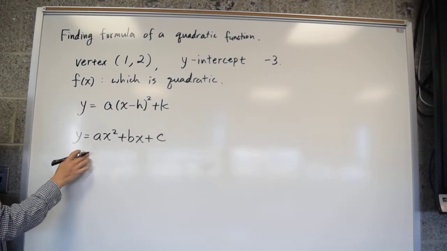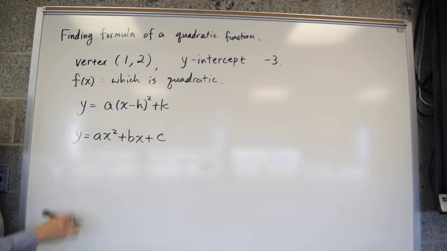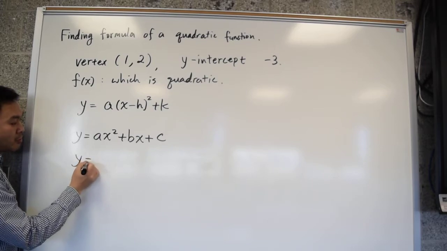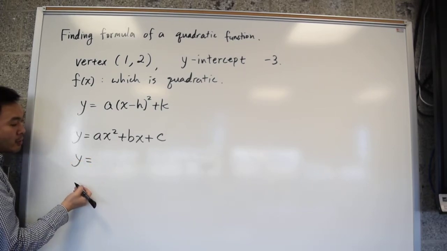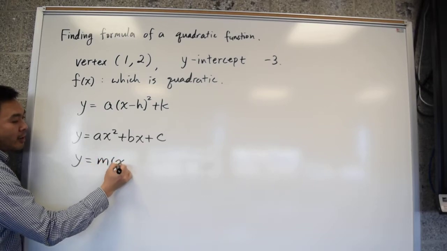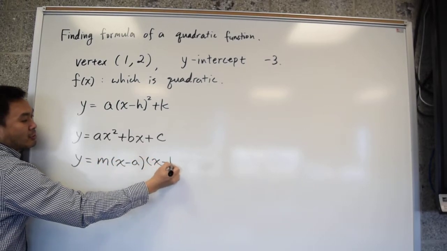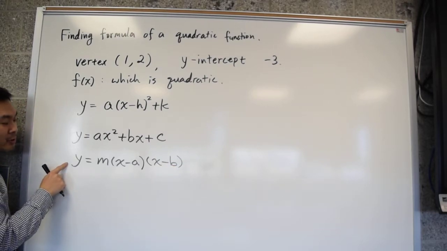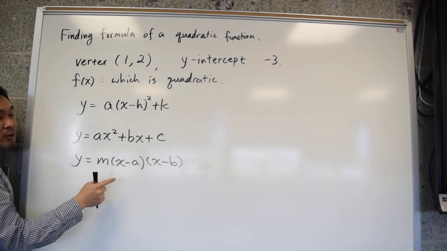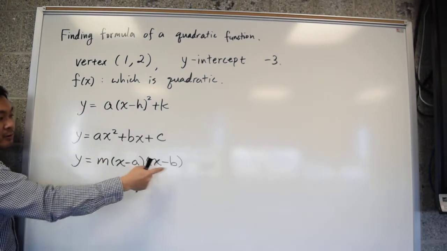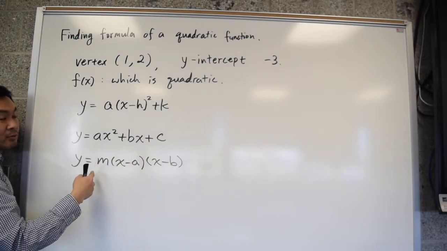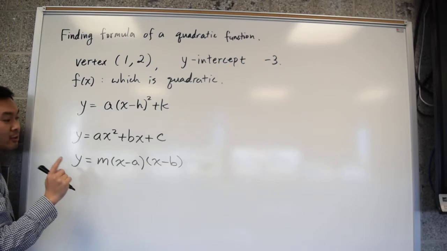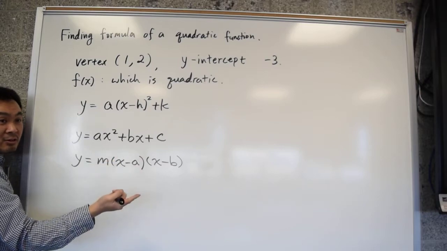And this is the standard form. And there's still another format that I haven't shown you before, but this is very handy. It's like m times x minus a, x minus b. So this last one, let me explain a little bit. If you plug in a into this function, what would you get? Plug in a into x. You get 0, because a minus a is 0. 0 times anything is 0, right?